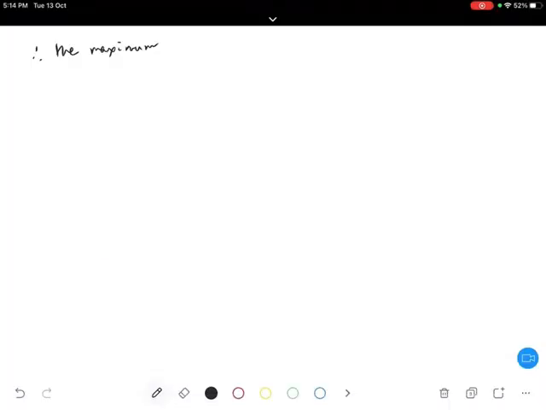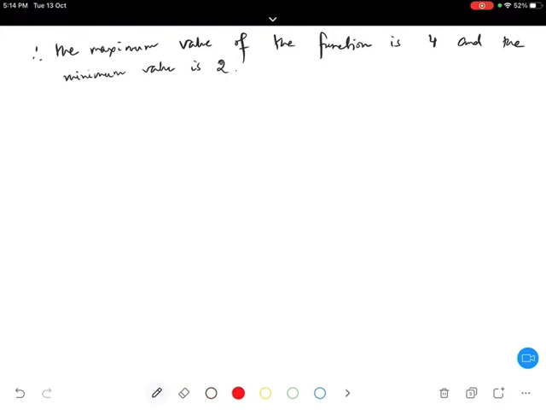So what do you have? The maximum value of the function is 4, and the minimum value is 2. So this is what we have. The maximum value is 4 and the minimum value is 2. So that's how it's done.